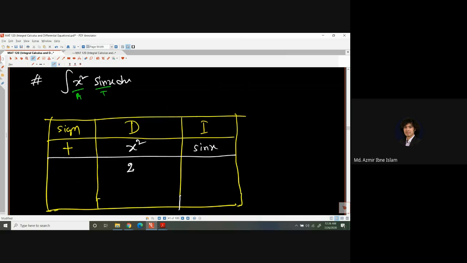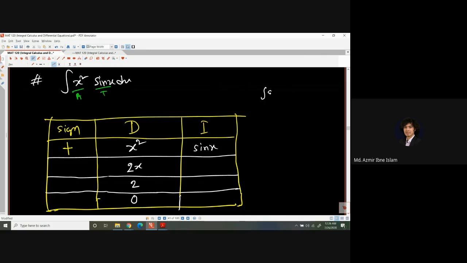So repeated differentiation will go on: differentiation of x squared is 2x, differentiation of 2x is 2, differentiation of 2 is 0. Finally, this is our last part. Now the differentiation column is okay, we have to focus on the integration column.